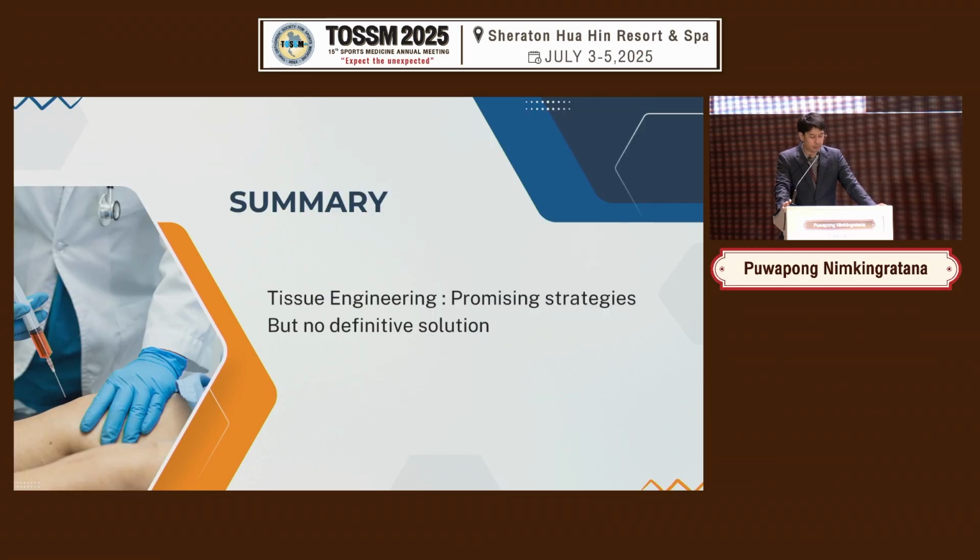Right, in summary, tissue engineering is promising, especially with the knee, because this is a big joint and the joint that we normally have to tackle. However, there is no definitive solution at this moment.